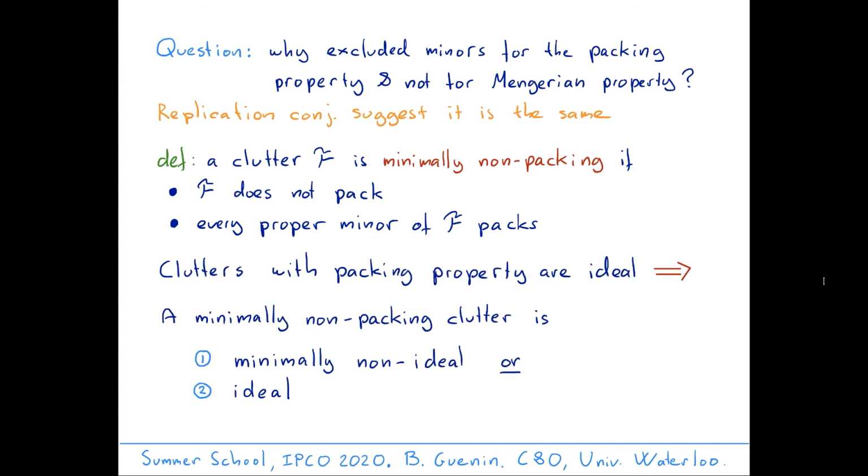And one thing we proved just a second ago is that clutters with the packing property are ideal. And that implies immediately that a minimally non-packing clutter must be either MNI, so minimally non-ideal, or ideal. Because if you have a proper minor that is non-ideal, then you also have a proper minor that doesn't pack.